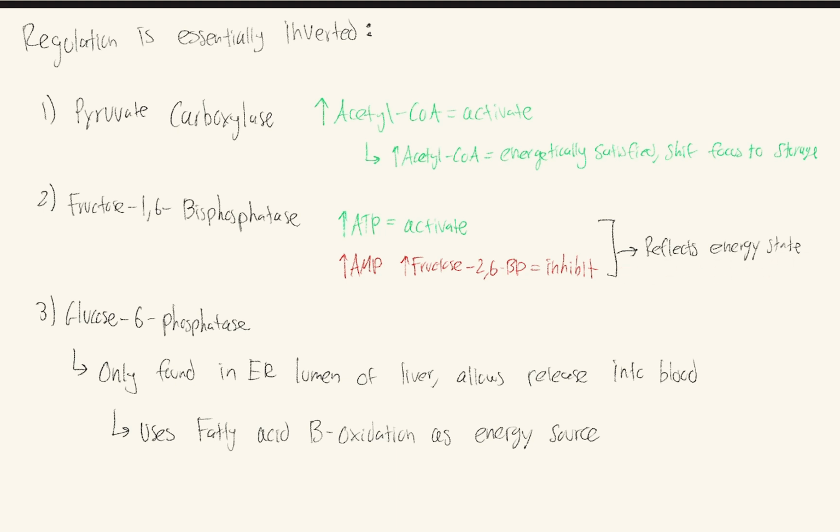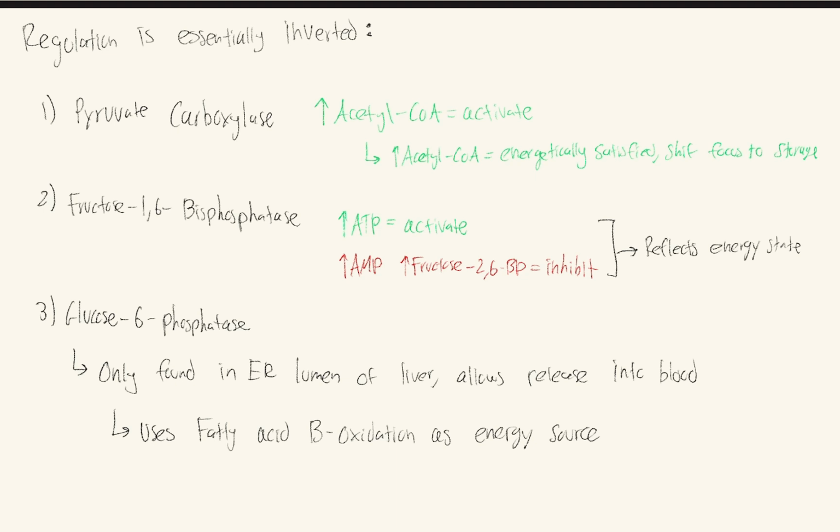The next form of regulation is in glucose 6-phosphatase, which functions to remove the phosphate from the 6th carbon of glucose. This, I would like to note, is only found in the endoplasmic reticulum lumen of the liver, and this allows the release into the blood.